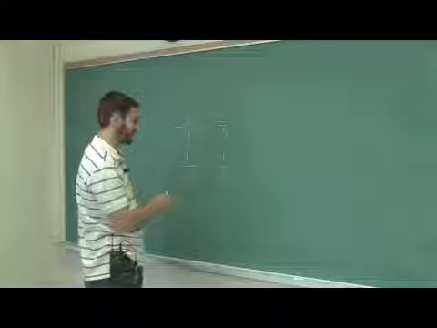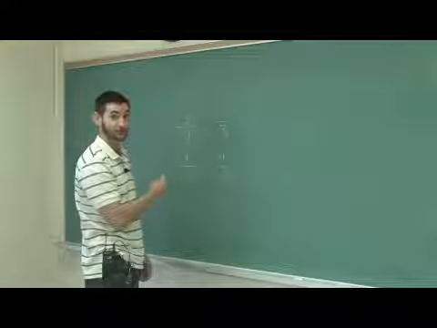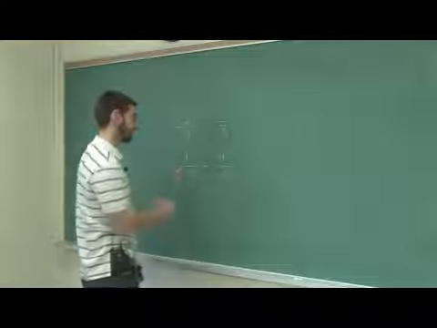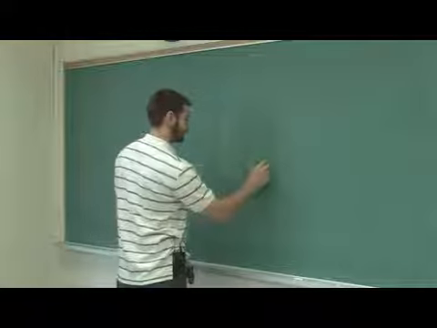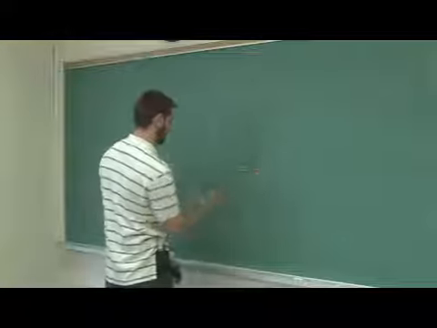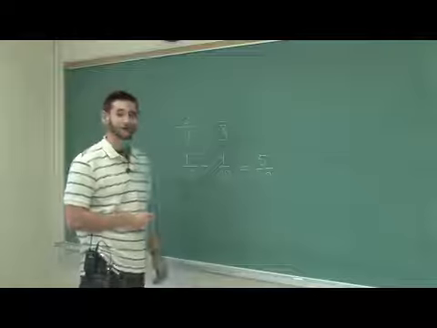So we haven't changed the problem, but we have gotten common denominators, which will allow us to do the subtraction. 9 minus 4 is 5. And that's it. That's how you subtract fractions with different denominators.